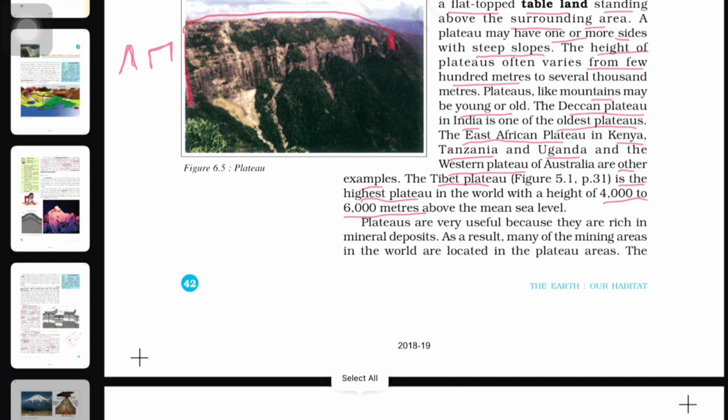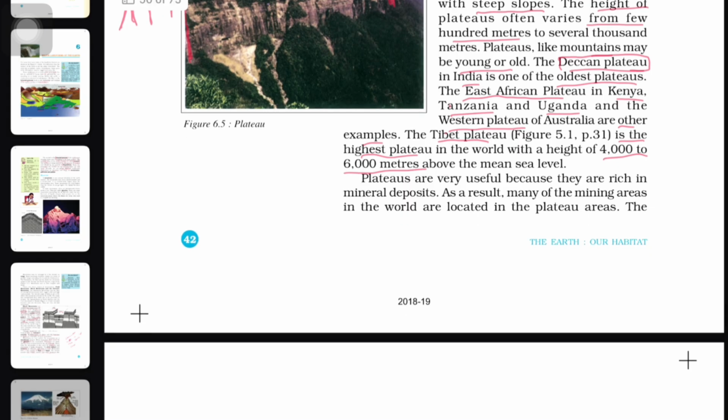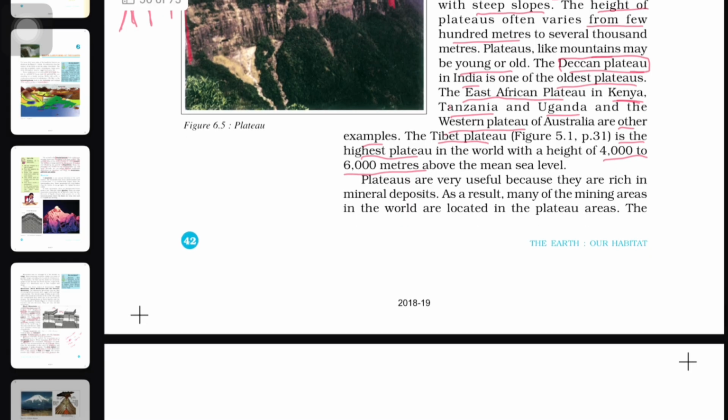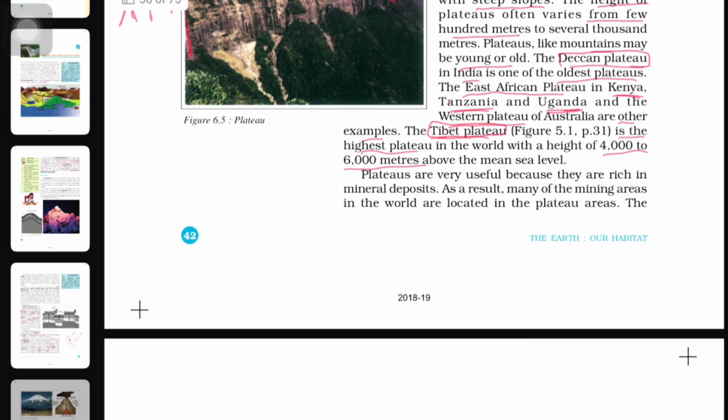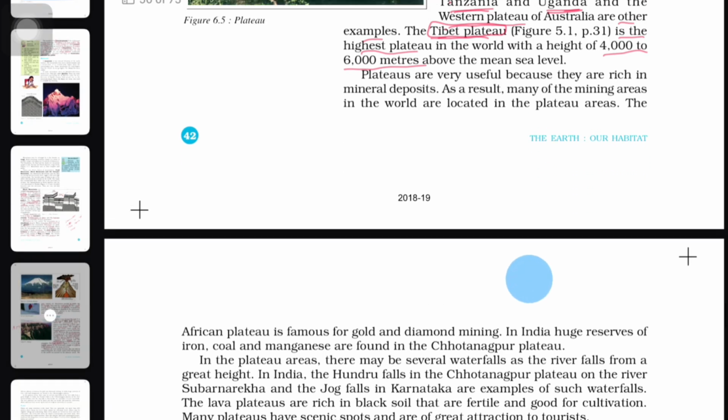They can be a height of not more than hundreds and thousands of meters. And the Deccan Plateau, which is in India, is the oldest plateau. And there are several other plateaus like Kenya, Tanzania, and Uganda in East Africa. There are several other examples of plateaus. And also, the Tibet Plateau is the highest plateau in the world, with height of 4 to 6,000 meters above the mean sea level. Okay, what are the uses of the plateau?